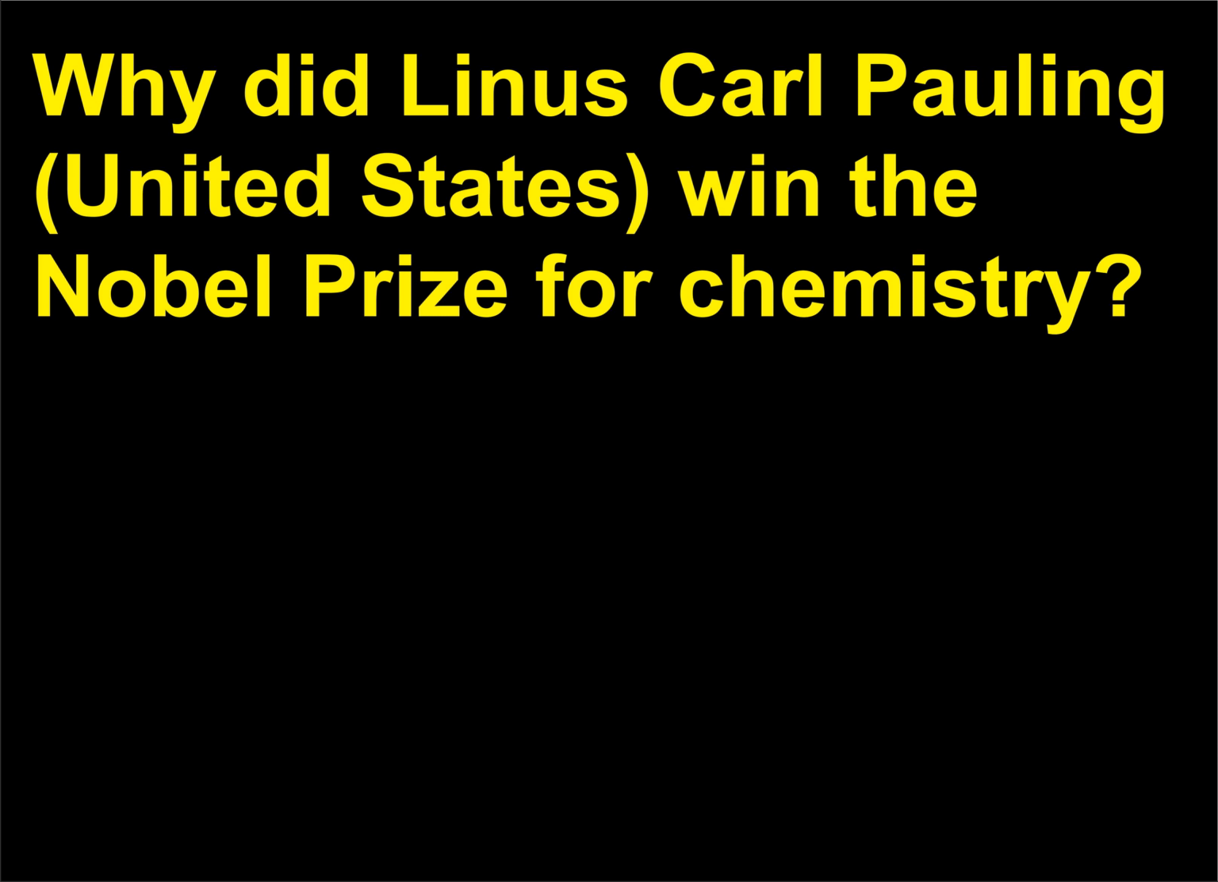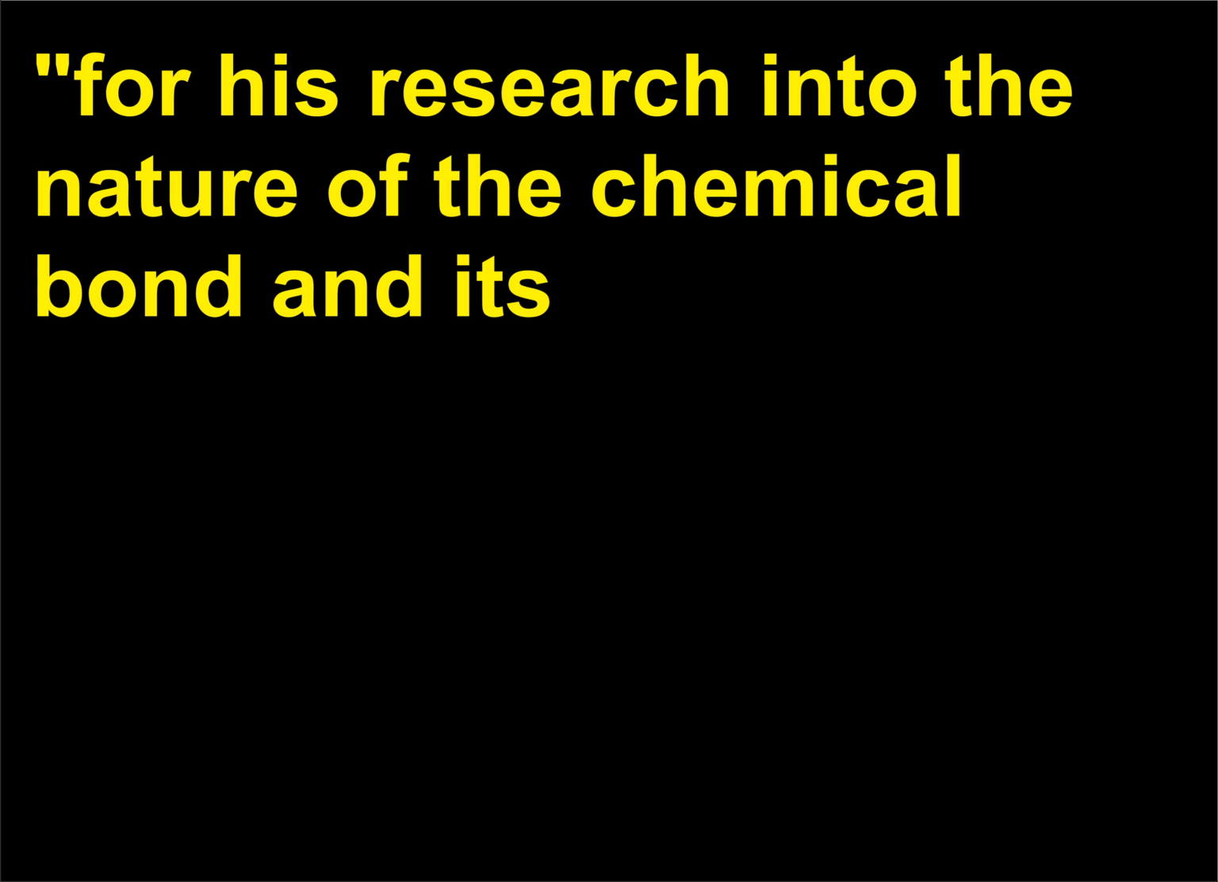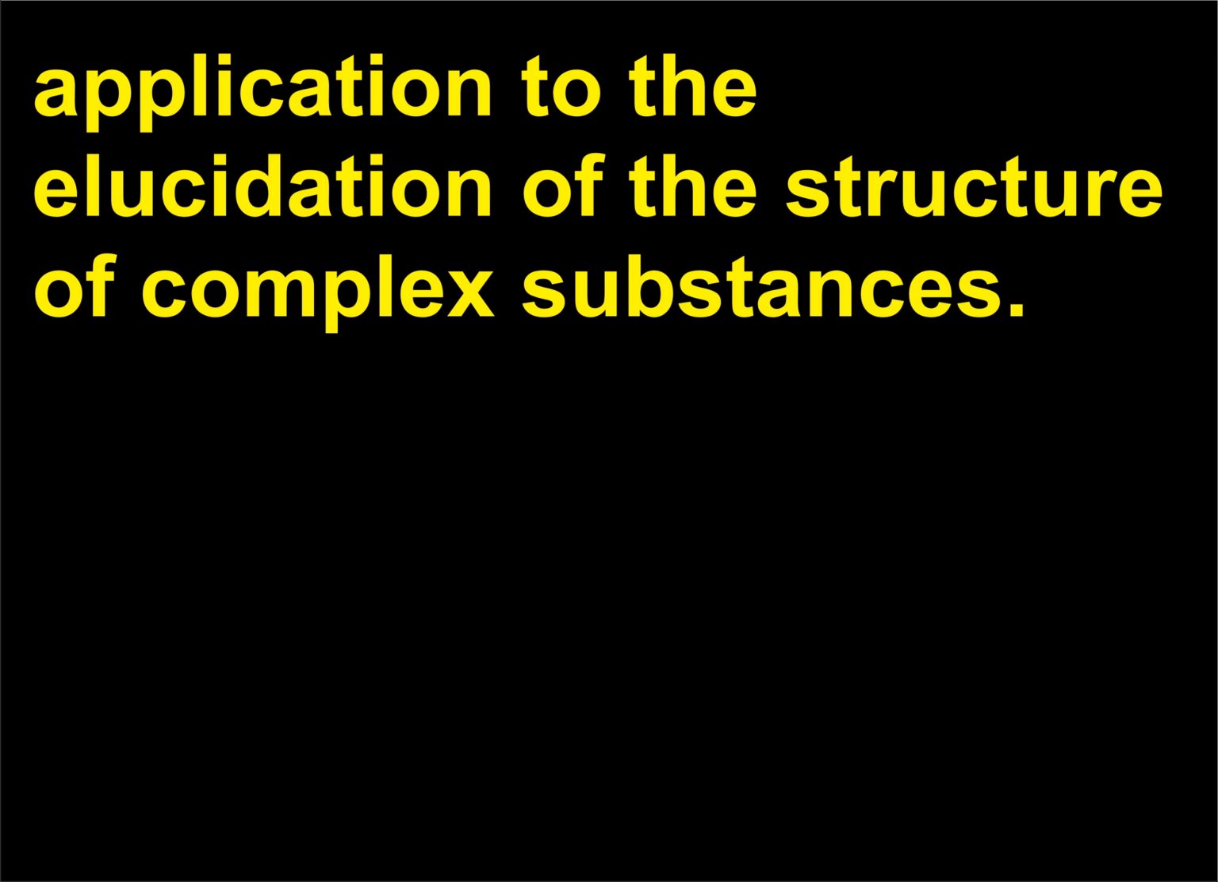Why did Linus Carl Pauling, United States, win the Nobel Prize for Chemistry? For his research into the nature of the chemical bond and its application to the elucidation of the structure of complex substances.